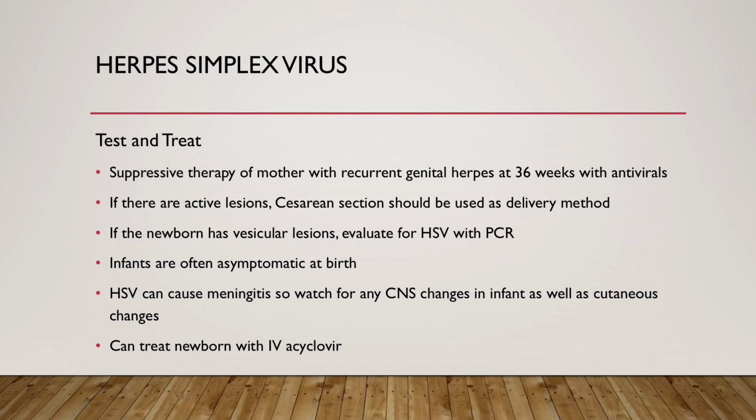To test and treat for herpes simplex, you can test the mother if there are active lesions, or you can test for titers during pregnancy. With someone with recurrent genital herpes, so they continue to have lesions, you will want to provide the mother with suppressive therapy at 36 weeks. If there are active lesions at labor, a C-section should be used as a delivery method to decrease the risk of transmission. Infants are often asymptomatic at birth.